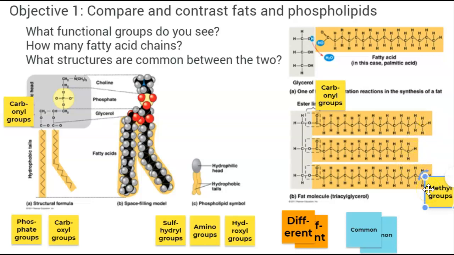Oh, and I forgot, there is a phosphate group. I almost forgot that one. So there's a phosphate group right here. This phosphate with the bond structure and the oxygens around it is a phosphate group that gives the phosphate head of this particular phospholipid a negative charge.